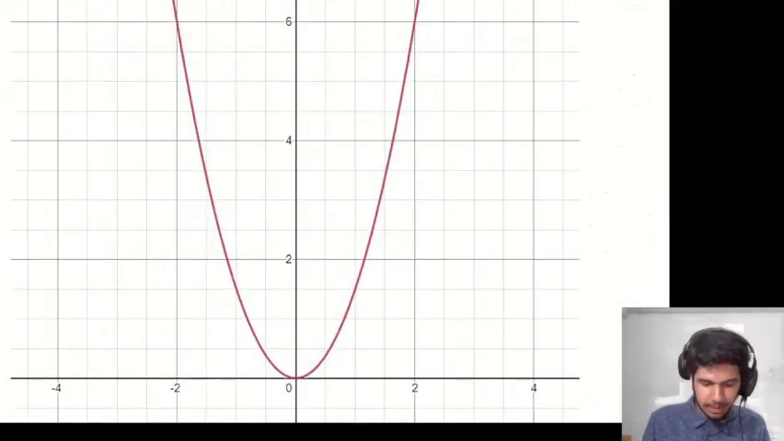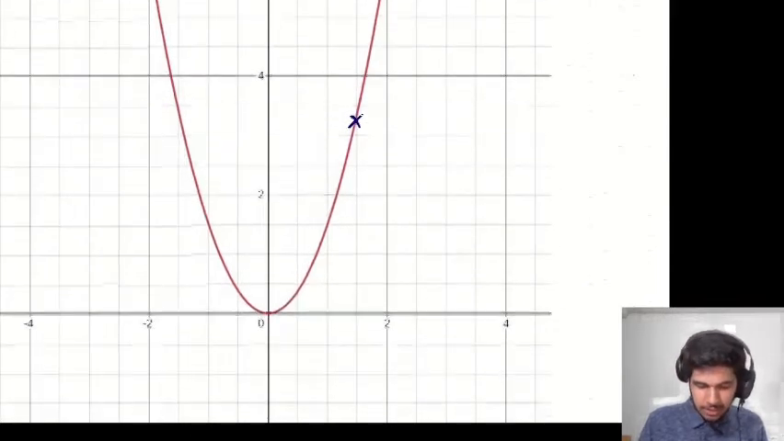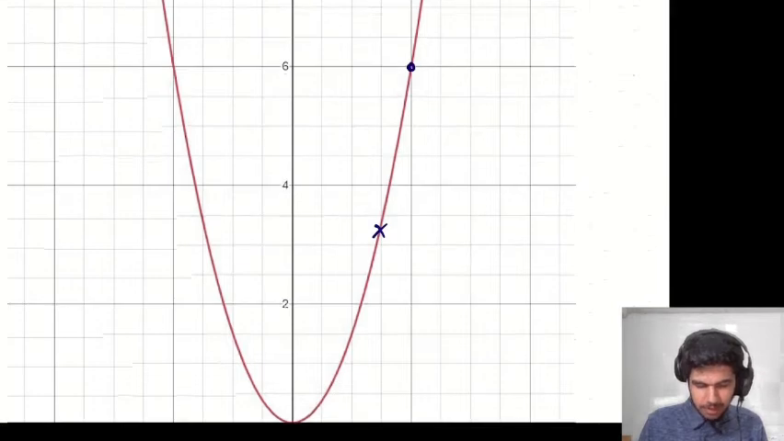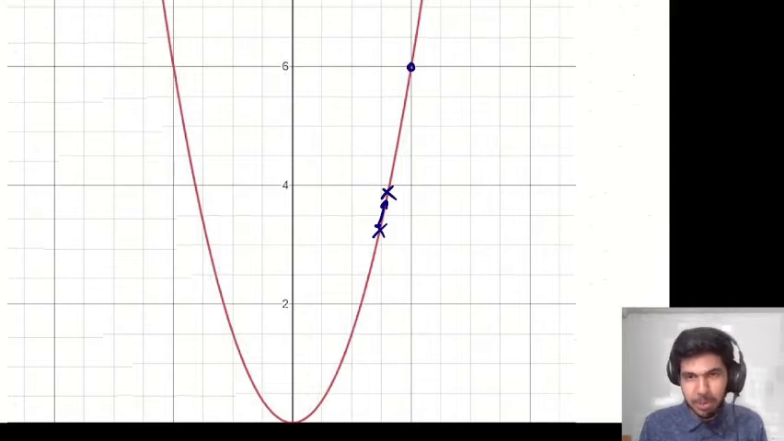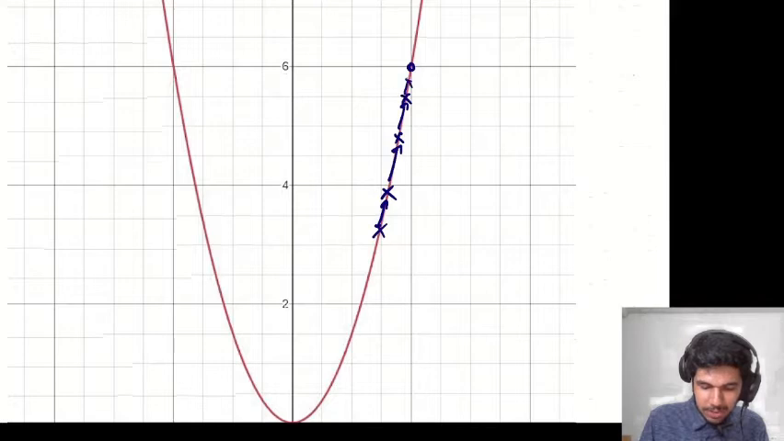I'll use a different color. So f of 2 is right there, that point, but let's just pretend that this is x here. And right now it's somewhere a little bit above 3. And then we move it closer to 2 to a different place, and now it's almost 4, right? And then we move it even closer, and now it's almost 5. And then a little bit more, and we're getting closer and closer until we get ever so close to 2.